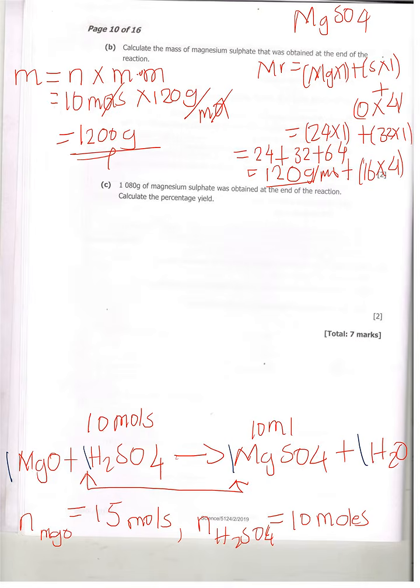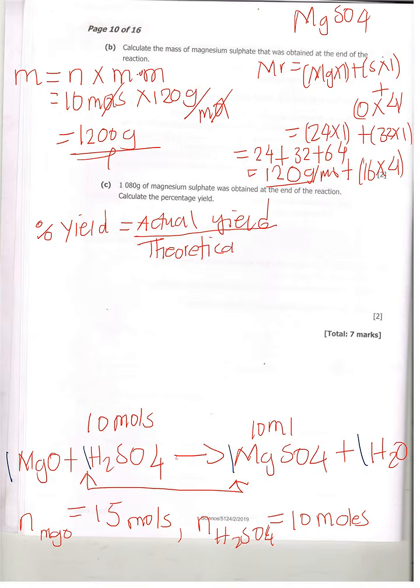So let's look at question C. 1080 grams of magnesium sulfate was obtained at the end of the reaction. Calculate the percentage yield. So the formula for percentage yield is equal to actual yield divided by theoretical yield. In most cases, theoretical yield is calculated. Now actual is typically given in the question.